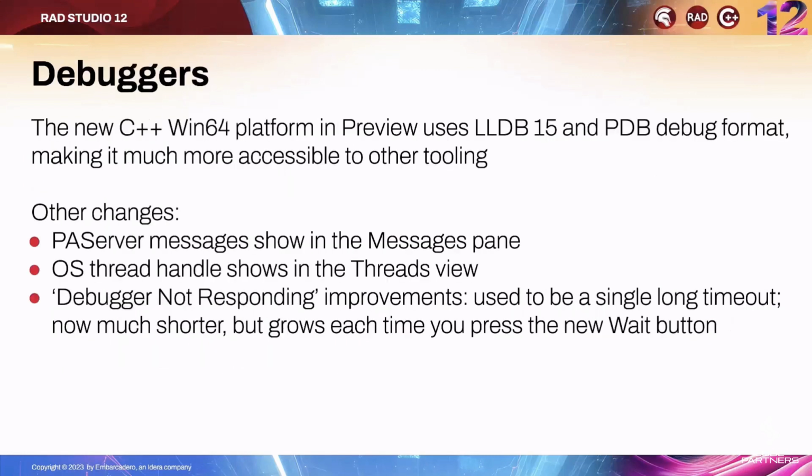On the debugger side, one change we already noted is that the new Win64 debugger uses LDB15 in the PDB debug format, and that means you can use the IDE to debug anything with PDB. Some other changes are that messages from PA server show in the messages view. You can see the operating system thread handle, and something that's especially useful for mobile are improvements to when the debugger is not responding. It's often genuinely taking some time for an action, and we have a new wait button to let the IDE know it needs to keep waiting.